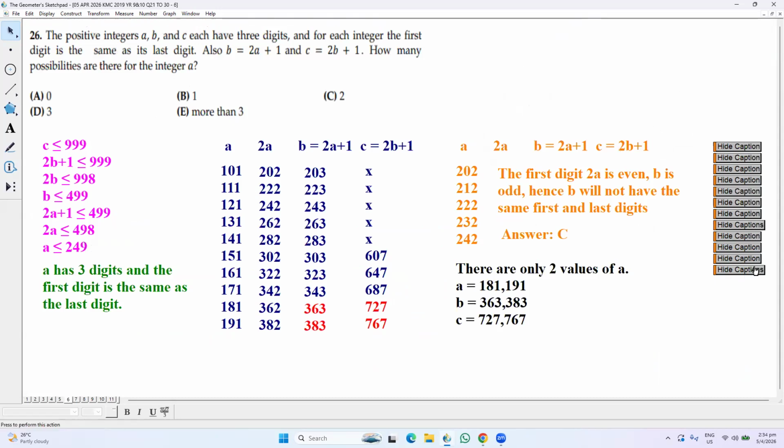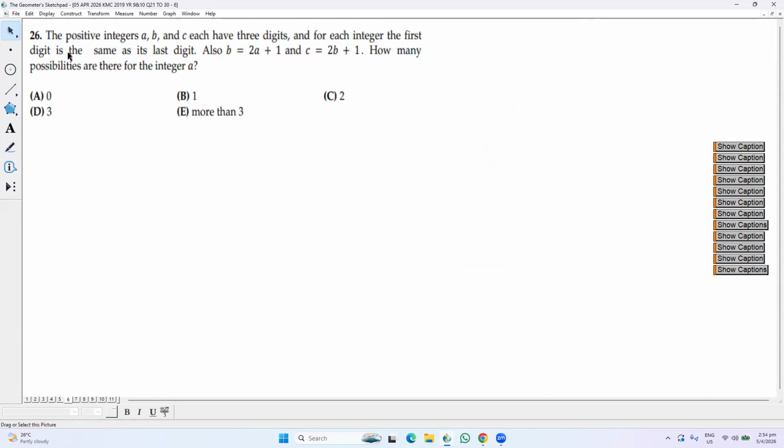Next question. Okay. The positive integers A, B, C each have 3 digits. And for each integer, the first digit is the same as the last digit. 3 integers, all 3 digits, and all first digit and last digit are the same. And then B is 2A plus 1, so B is bigger than A. Then C is 2B plus 1, so C is the largest. How many possibilities are there for the integer A? How to start?